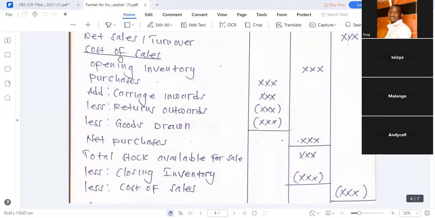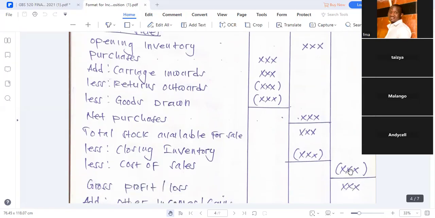Then when we go to the cost of sales, we have our opening inventory, we have purchases, we can add carriage inward and less returns outwards or goods drawn. So what we get here are our net purchases. The net purchases, we add it to our opening inventory. What you get is the total stock available for sale. Then we list our closing stock. What we get is the cost of sales here.